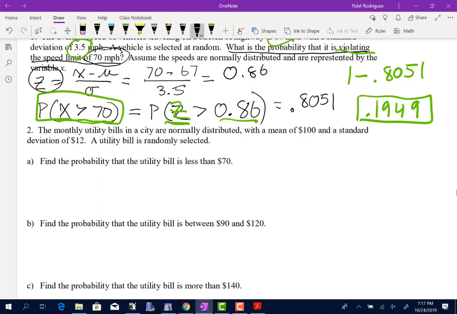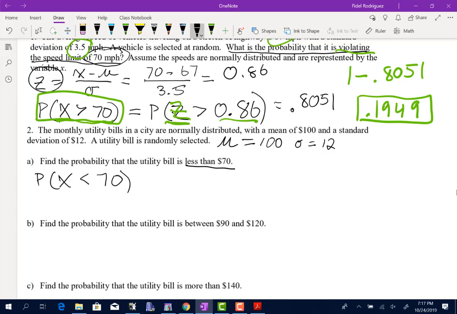Okay, so guys, the first thing I'm going to do here, I'm going to write down our average. What is our average here? 100, okay? And our standard deviation is $12. Okay, what we're doing now is we're saying, what's the probability that my X, my utility bill, is going to be less than 70? So what's the probability that X is going to be less than 70? X stands for my utility bill, okay?